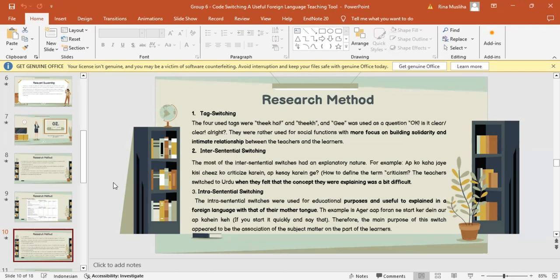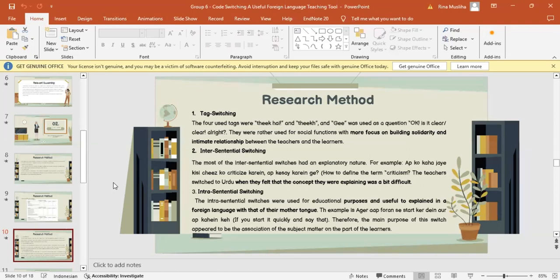And the second code switching is intersentential switching. Most intersentential switches had an explanatory nature. For example, the Urdu language is used, but the teacher switches to English to say how to define the term criticism. The teacher does this for the students when they feel it is difficult to say in English.